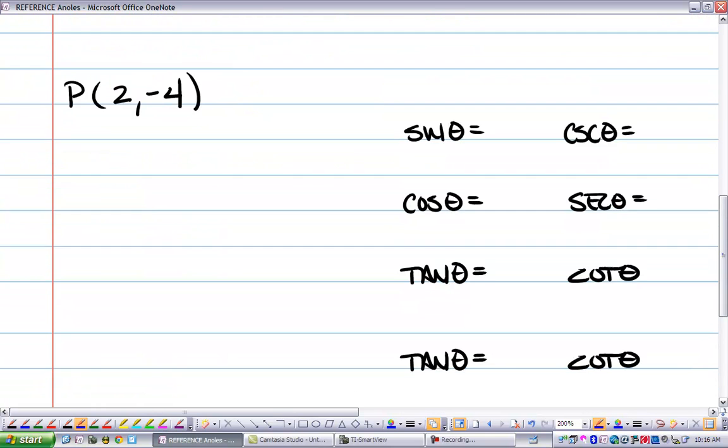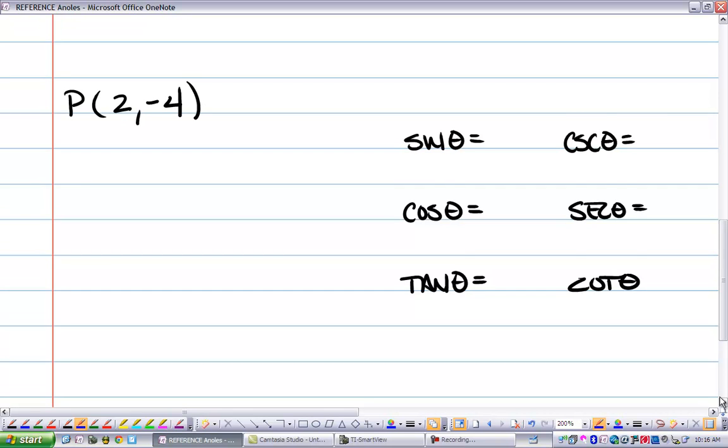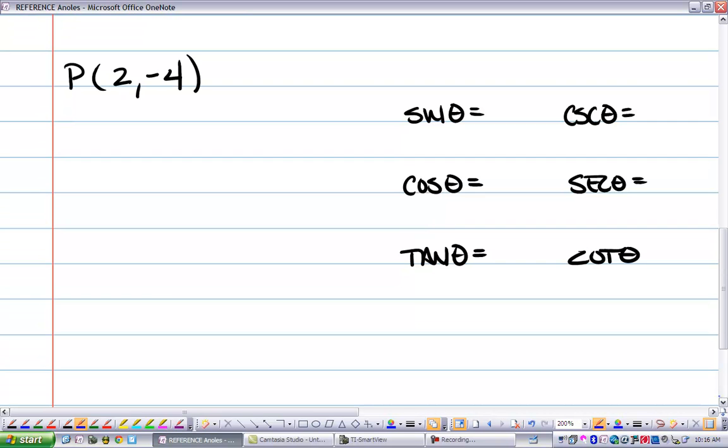Here's a different kind of question. They give you a point (2, -4), and want to know what is the trig ratio for all the angles at the reference angle. Well, guys, you're going to have to draw a picture to see this. All right, so I'm going to draw my x-axis, I'm going to draw my y-axis. I'm going to graph (2, -4). I'm going to go to the right 2 and down 1, 2, 3, 4, and I have a point.